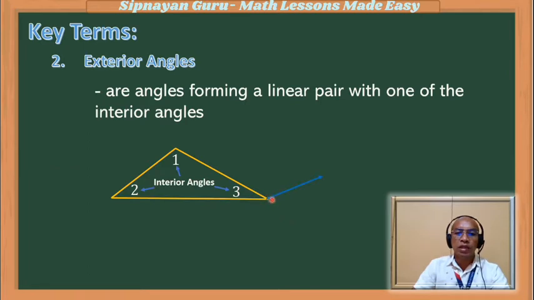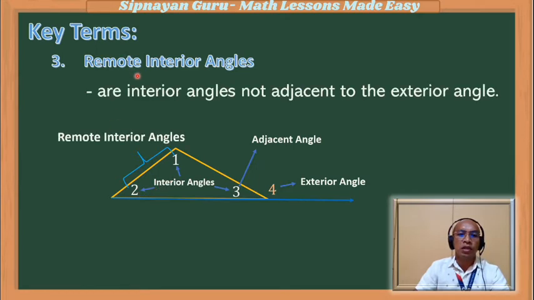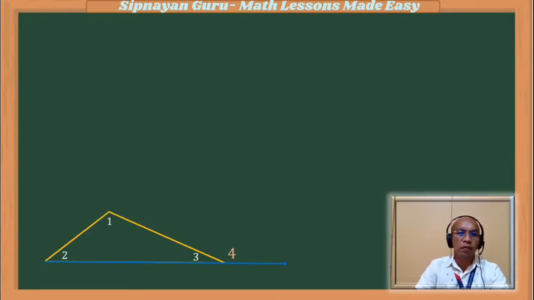Now suppose we have a segment that will be drawn outside here. Basically, this is angle 4. Since this angle is not forming a linear pair with angle 3, this angle is not considered an exterior angle. From the exterior angle, this angle 3 is called the adjacent angle. We all know that adjacent angles are two angles sharing a common side. This side is common to these two angles, 3 and 4. These two angles, angle 1 and angle 2, are called the remote interior angles. And remote interior angles are angles not adjacent to the exterior angle.